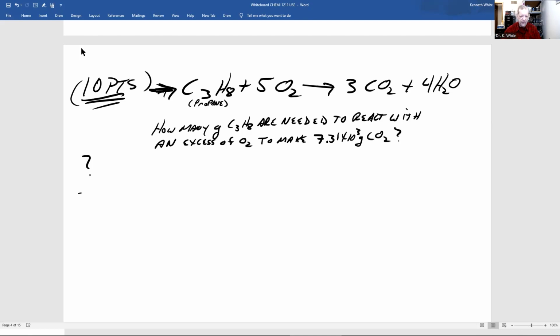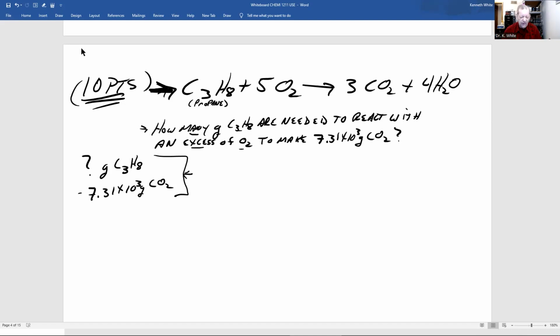All right, let's do this. Well, we're asked how many grams of propane. So we're being asked to find how many grams of C3H8. What are we given? Well, as soon as you see an excess of something, you can just forget about it. But to make 7.13 times 10 to the third grams of carbon dioxide, CO2. And now once we have this, plus the balanced chemical equation, we don't have to look at the word problem anymore.